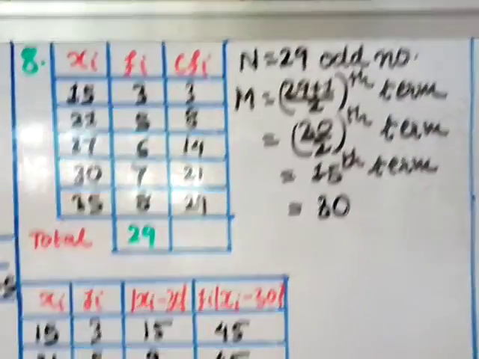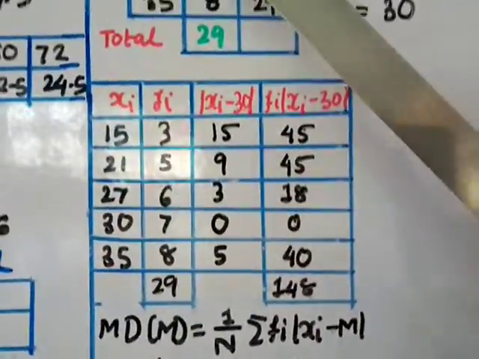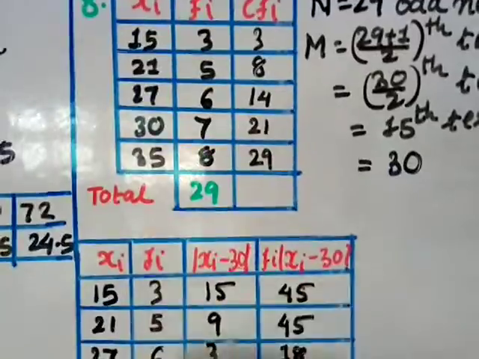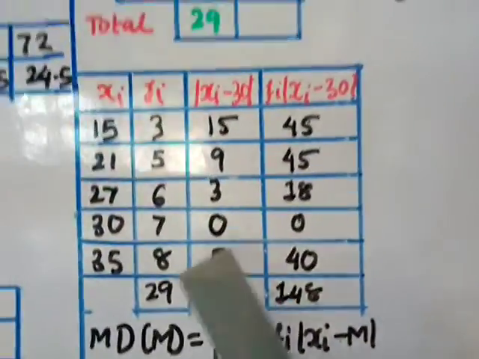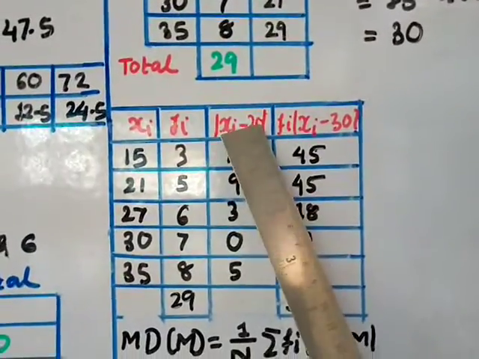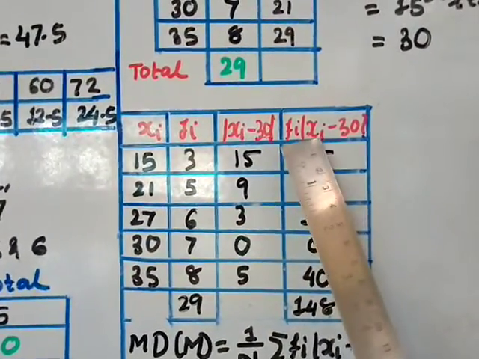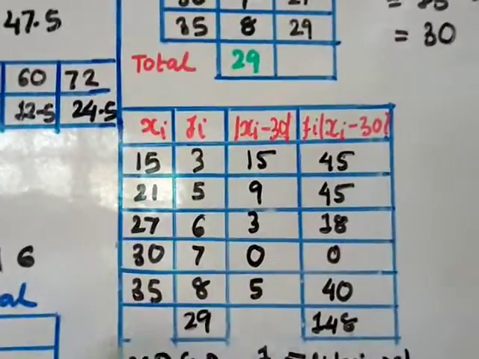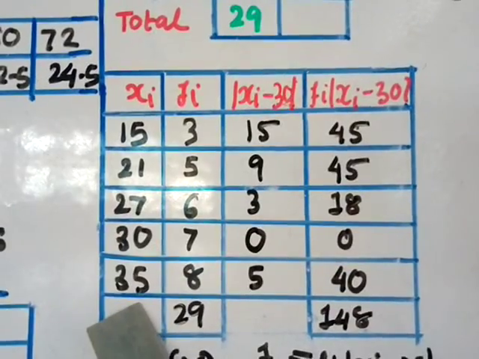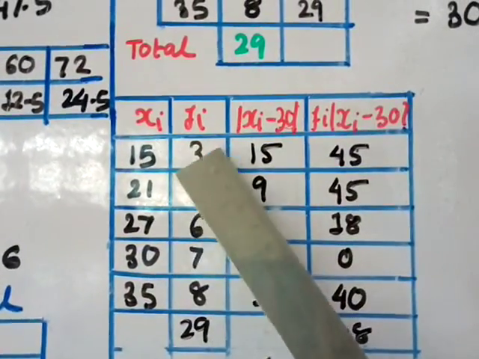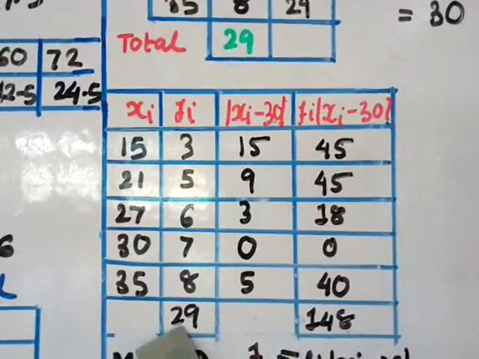Now we have to draw the next table for finding the mean deviation. So xi will come first, then fi will come, and the second one will be modulus of xi minus the median we found, that is 30, and next will be fi into modulus of xi minus 30. So xi values as given, I am just writing as it is: 15, 21, 27, 30, 35. fi is also given in the question: 3, 5, 6, 7, 8, and that sum total is 29. Okay, this is capital N.